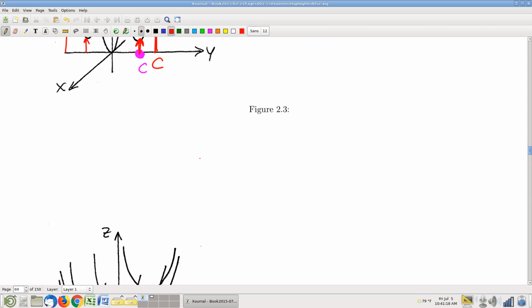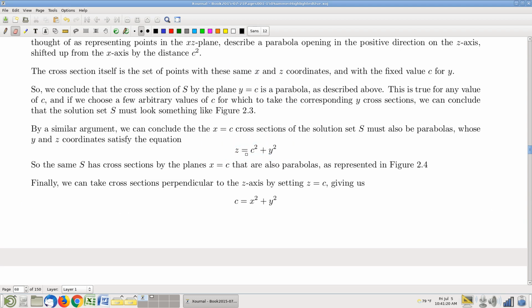Also, you could take cross sections perpendicular to the z-axis. Set z equal to c. That gives you these equations, not parabolas. That gives you circles. If c is positive. If c is negative, you don't get anything. Swing and a miss, right? If c is negative, a negative number can't equal the sum of two squares. Okay. But in horizontal planes, where z is equal to c, the cross sections are circles.